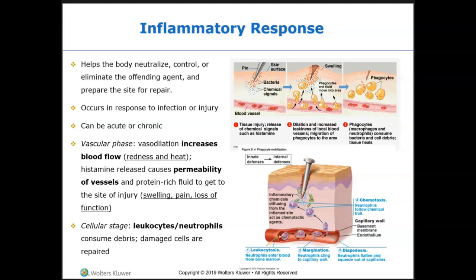And then we have the cellular stage of the cycle, or the cellular phase. That's when the white blood cells, leukocytes, and specifically neutrophils, which are the most common type of white blood cells, come in. Neutrophils are typically elevated when you have a bacterial infection. So you have the cellular stage, and leukocytes and neutrophils go to the area, and they will consume debris in the area. They'll eat up all the damaged cells, and then they'll start to repair the damaged cells.